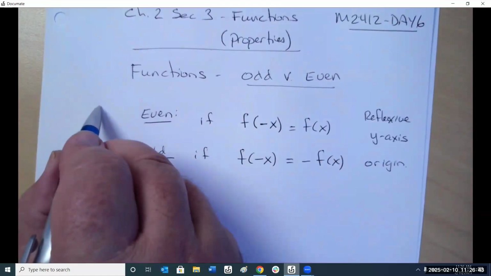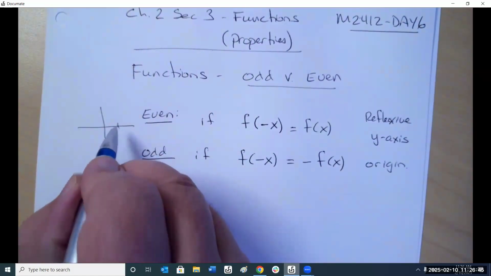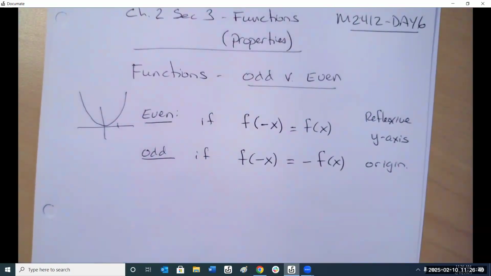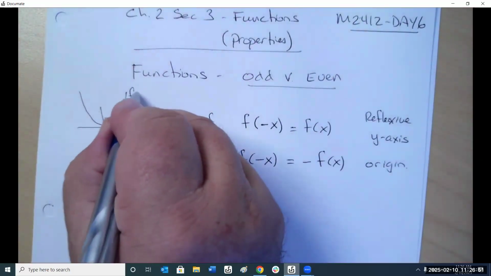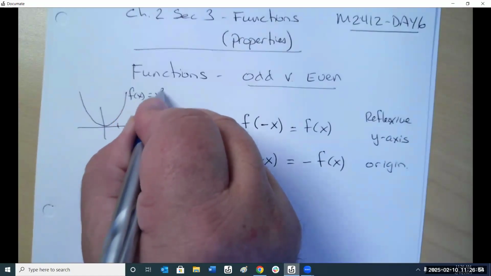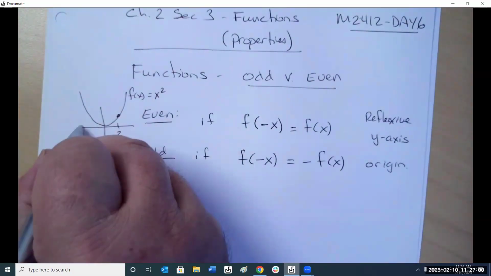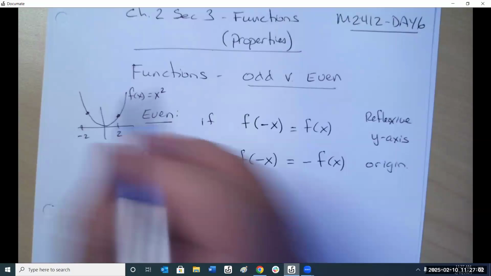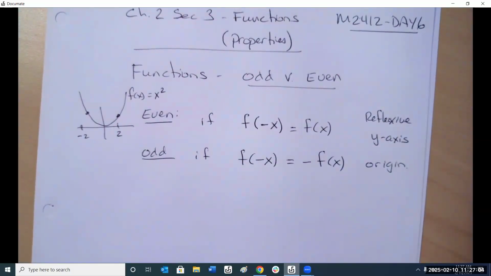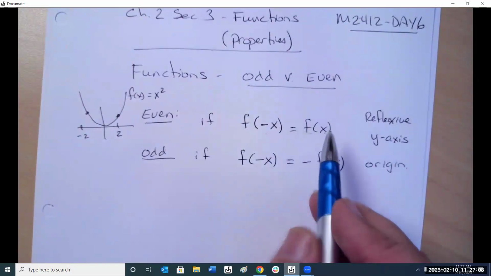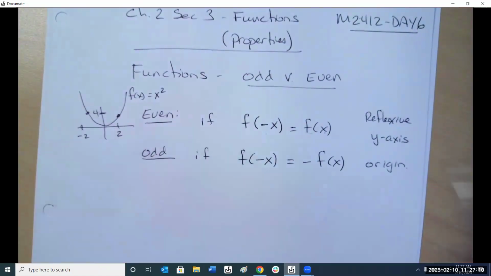If you look at an even function, let's say the square function, if I put in 2 inside there, I get positive 4. If I put negative 2 in there, I get positive 4. So that's what this is saying. If my negative 2 and my positive 2 give me the same value of 4, that's an even function.